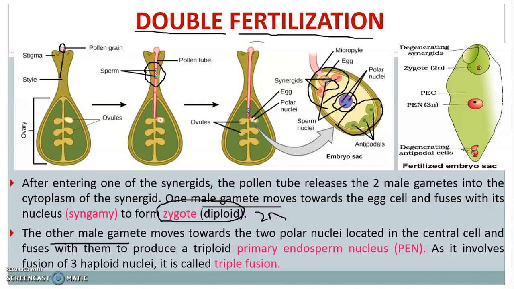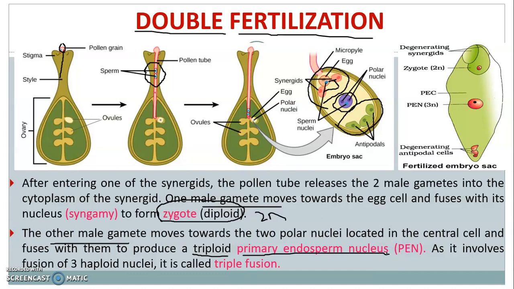Why are we saying it is triple fusion? Because one nucleus comes from the male gamete and the central cell already has two nuclei. So in total, three nuclei fuse together. That's why it is known as triple fusion. After the triple fusion, it forms a triploid structure. This triploid structure is known as the primary endosperm nucleus, PEN. PEN is the primary endosperm nucleus.